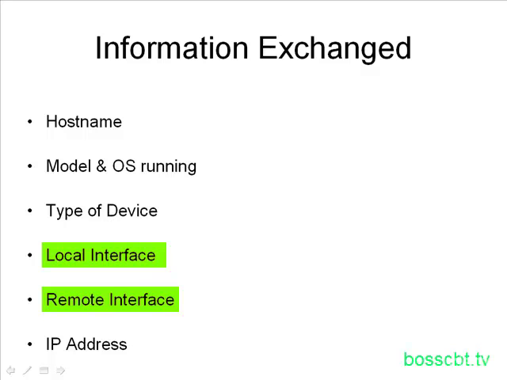Pretty helpful stuff. Also, we look at the local interface and the remote interface. The local interface is the device we're actually on, that we're looking at the CDP information. It tells us the interface that is used to learn about that neighbor. And the remote interface is the interface used on the neighbor that is used to connect to us. So we figure out which interface is used on both sides of a link. Finally, we learn about the IP address of the neighboring device, and that can be pretty useful.